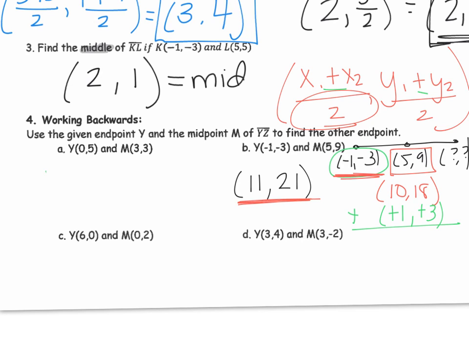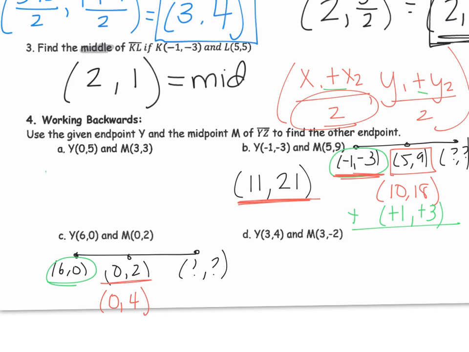Let's do the next one. My endpoint is (6, 0). My midpoint is (0, 2). I want to find this one. So, take my midpoint, multiply it by 2. (0, 4). I'm now going to subtract my endpoint. Subtract (6, 0). So 0 minus 6 is -6. 4 minus 0 is 4.